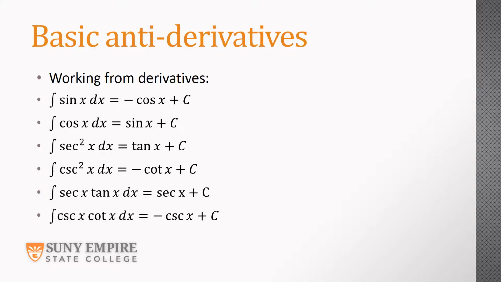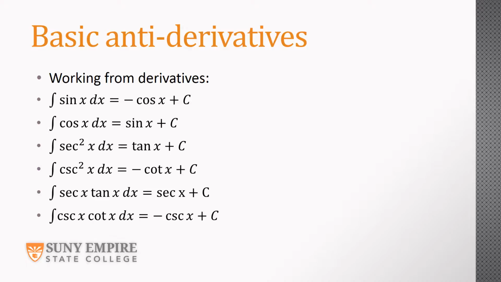If we take the derivative of function f and get function g, then it makes sense to think that the integral of function g would be function f. We painstakingly discovered each of these derivatives in the series of resources on derivatives. So the integral of sine of x with respect to x is negative cosine of x. The integral of cosine of x with respect to x is sine of x. The integral of secant squared of x with respect to x is tangent of x.